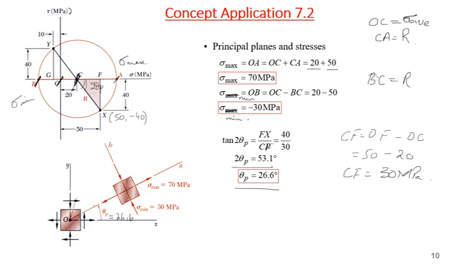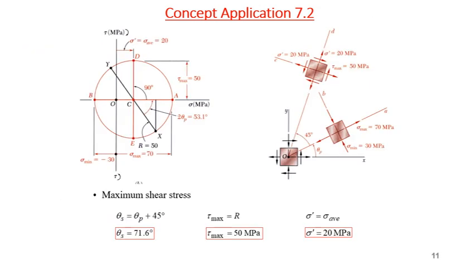Now the maximum shear stress and the corresponding normal stress. For the maximum shear stress, obviously it will occur at this point D, where you have the maximum value of tau. If you look at this, it is equal to the radius. So tau max is my radius, that is 50 megapascal.